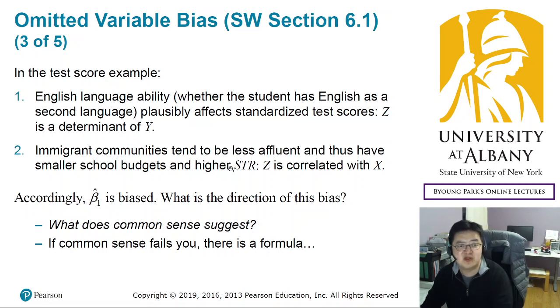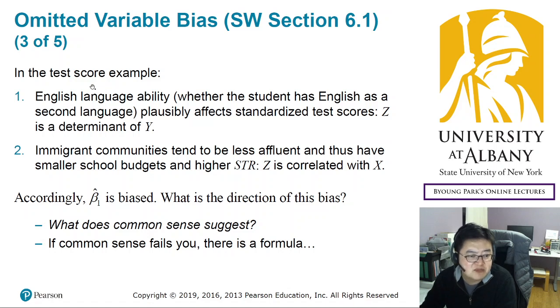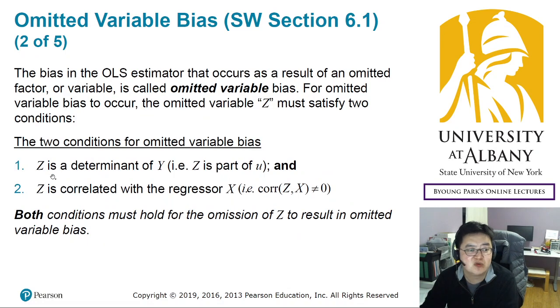So then let's put it this way. The more foreign-born students cause a negative impact on Y. At the same time, the more foreign-born students, it implies higher student-to-teacher ratio. So this is positive correlation, and between Y and Z, it's a negative correlation. So these conditions are satisfied. Both are, so Z determines Y and Z is correlated with X.